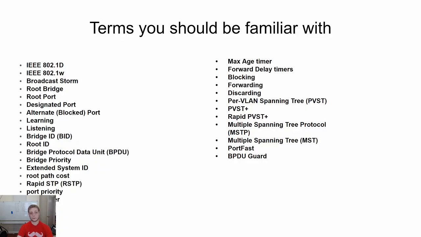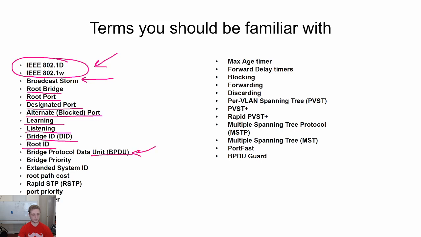So here are some terms you should be familiar with after this. You should be familiar with 802.1D and W. These are the original standards, the spanning tree standard and rapid spanning tree standard. What a broadcast storm is, a root bridge, root port, right? Those go together. Designated ports, alternate or blocked ports, listening, learning, root bridge IDs, root IDs, BPDUs, very, very important here, especially when you get to CCNP level stuff.